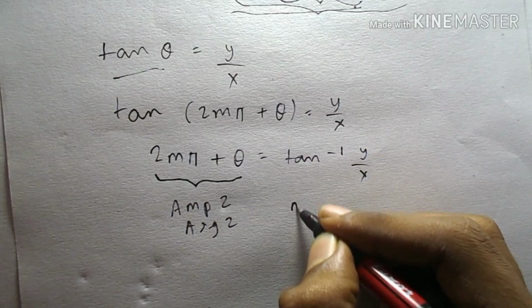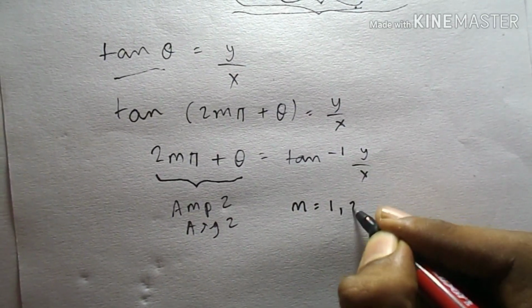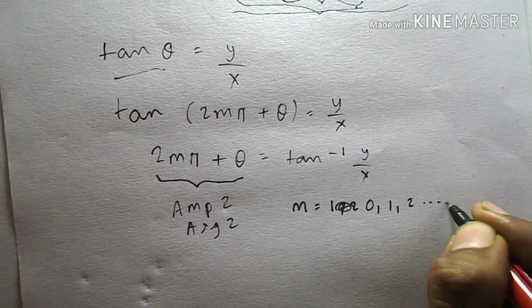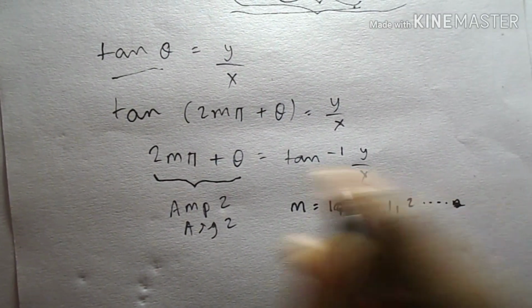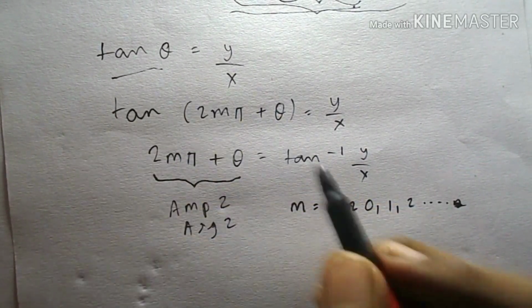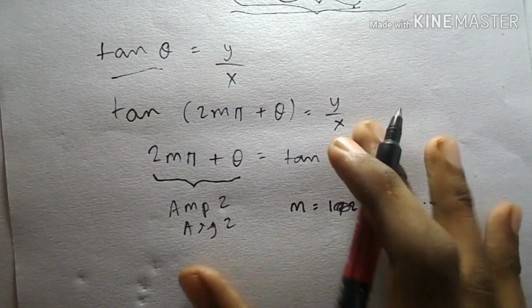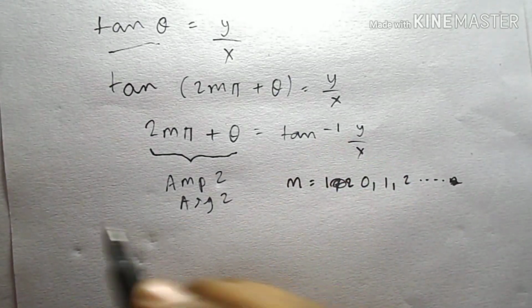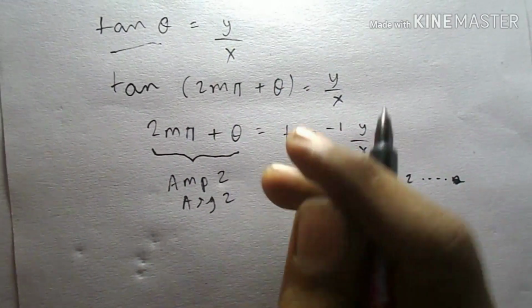Now n can have values 0, 1, 2 and so on up to infinity, any number it can have. So if that's true, then the amplitude can have infinite values.